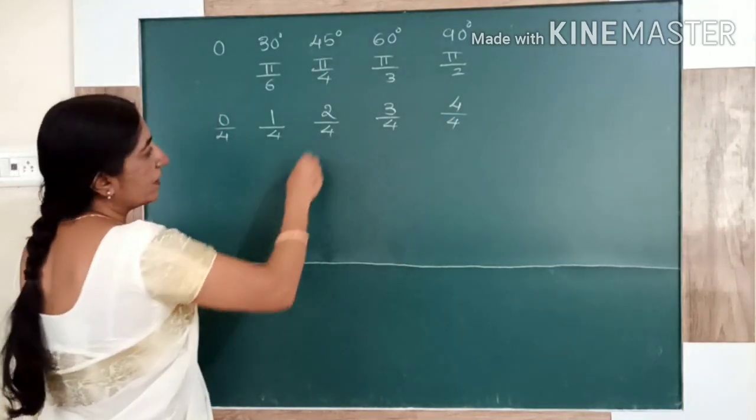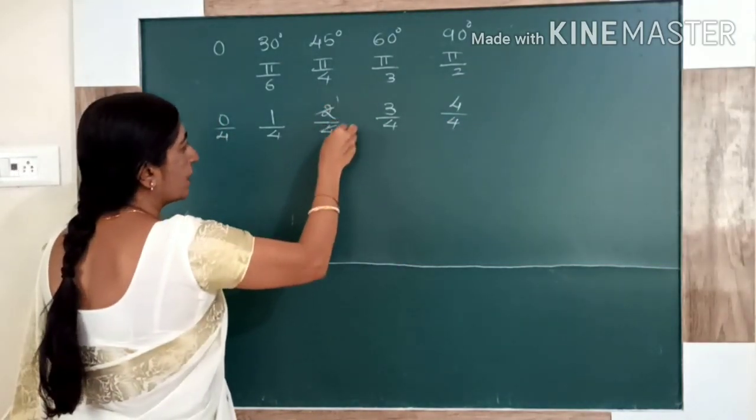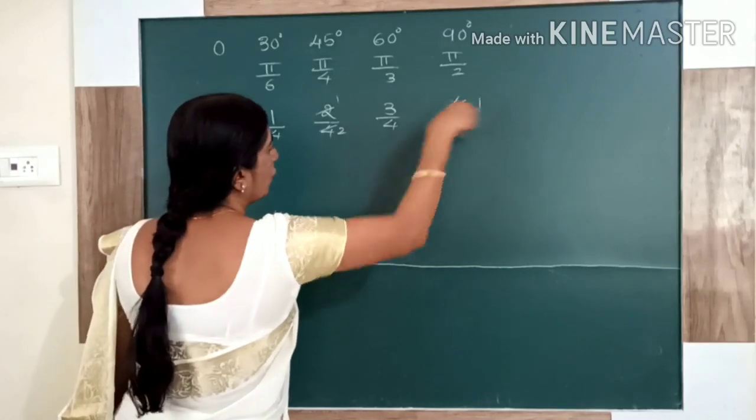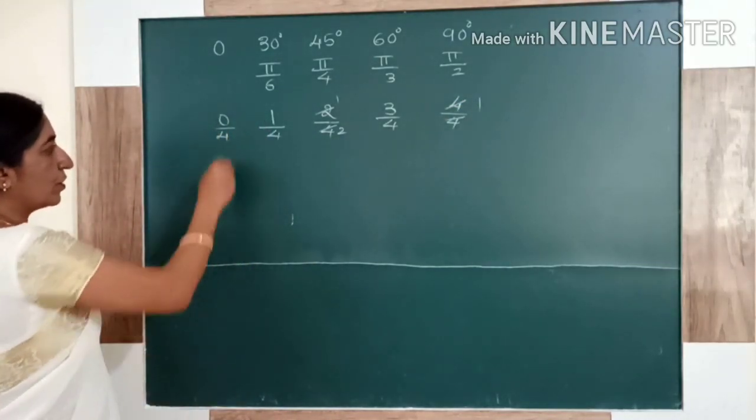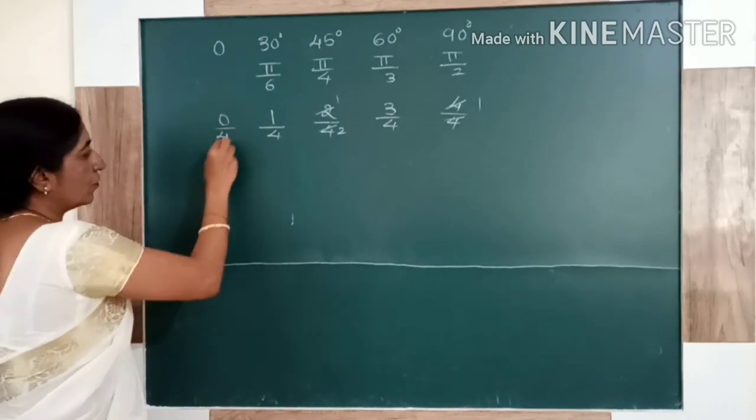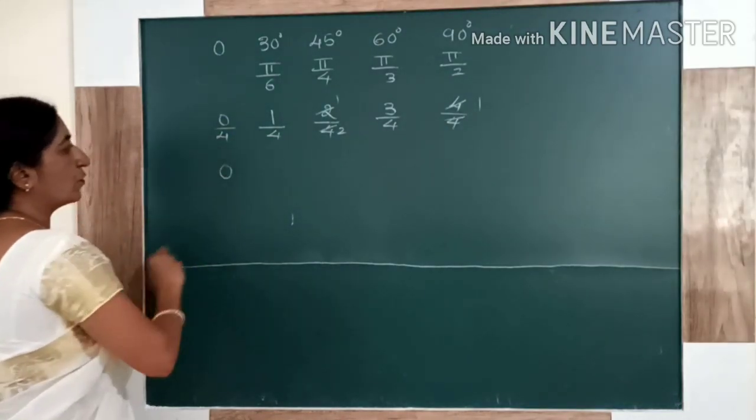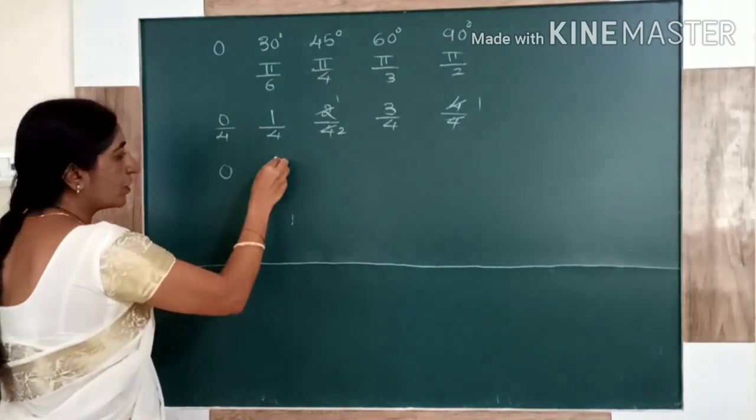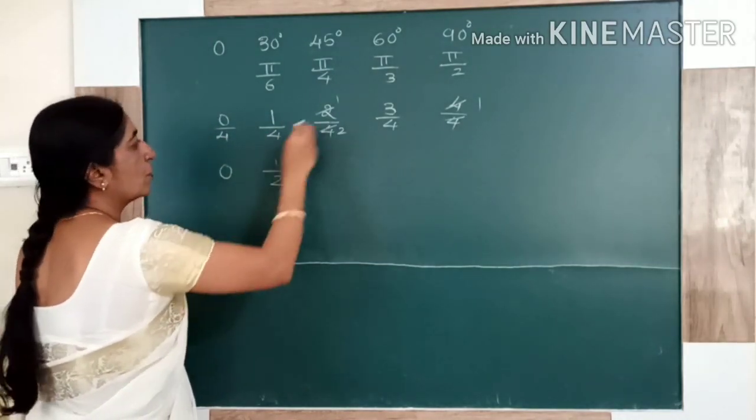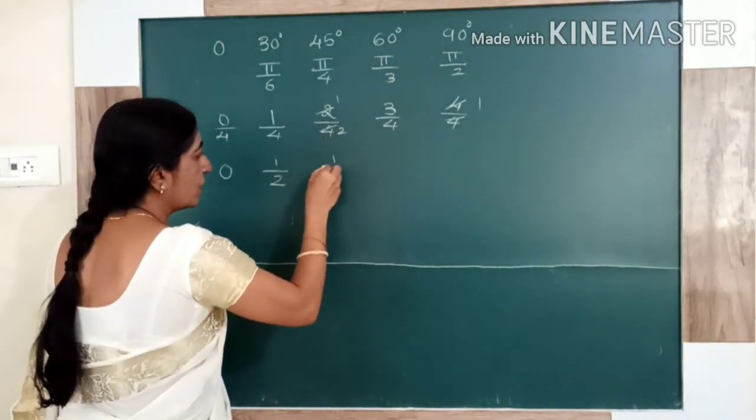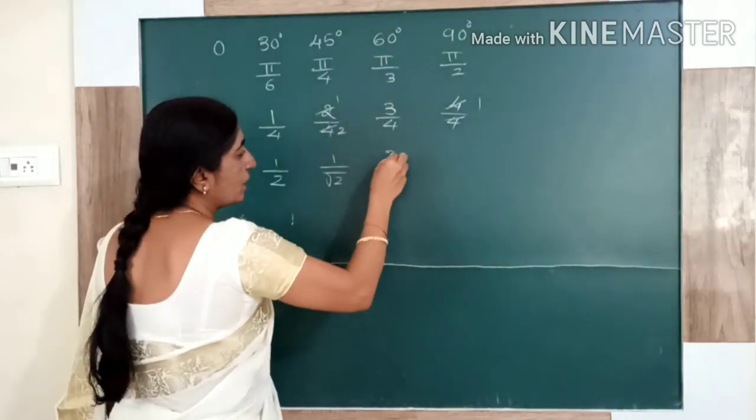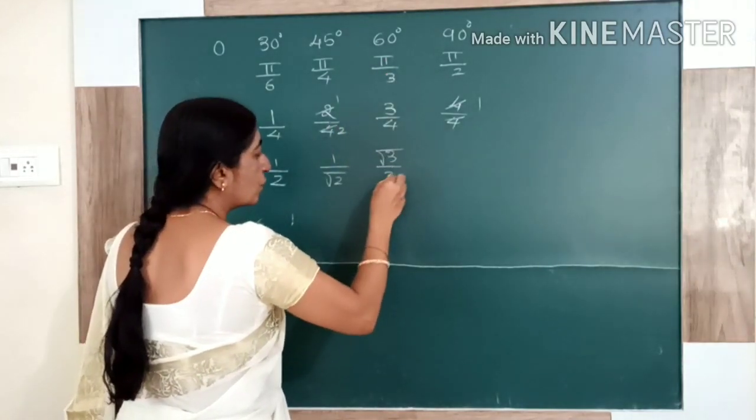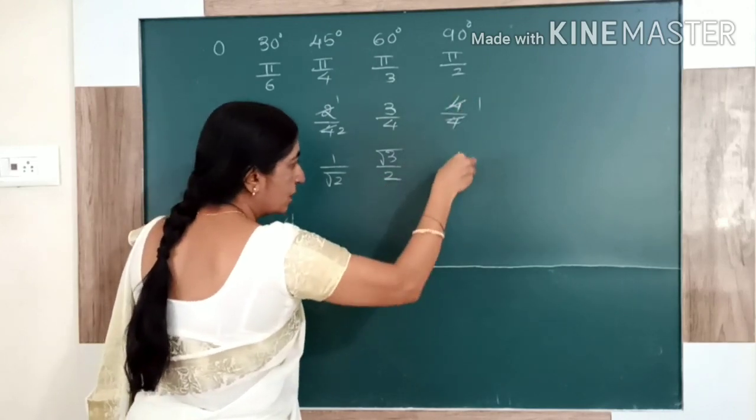And after dividing, do the cancellation. Wherever cancellation is possible, go for that cancellation. After cancellation, take the square root. 0 by 4 is 0. Square root of 0 is 0. What is square root of 1 by 4 then? 1 by 2. Square root of 1 by 2 is 1 by root 2. Square root of 3 by 4 is root 3 by 2. Square root of 1 is 1.